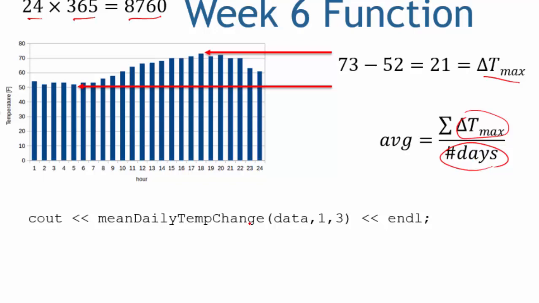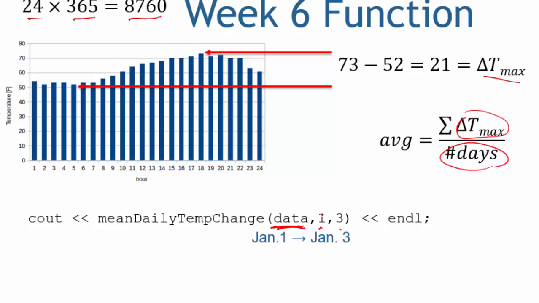The function that you're going to be writing is called mean daily temperature change, and it takes a couple of different parameter lists. The one I show over here takes data. This is actually loaded in the template file already for you. This will be the 8760 data points, and this is a vector. The next two parameters are the first day and then the last day. So this means you want the average over days 1, 2, and 3. That's going to be inclusive.